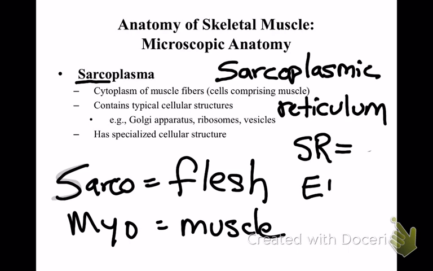What is ER inside of a cell? Endoplasmic reticulum. So the sarcoplasmic reticulum is the highly specialized ER, smooth ER of a muscle cell. Okay, so that's some examples of the use of the word root.